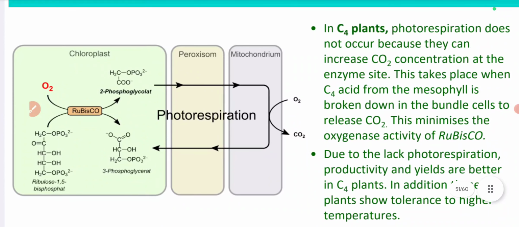In C4 plants, photorespiration does not occur because they can increase CO2 concentration at the enzyme site. This takes place when C4 acid from the mesophyll is broken down in the bundle sheath cell to release CO2. This minimizes the oxygenase activity of Rubisco. Due to the lack of photorespiration, productivity and yields are better in C4 plants. In addition, these plants show tolerance to higher temperatures.